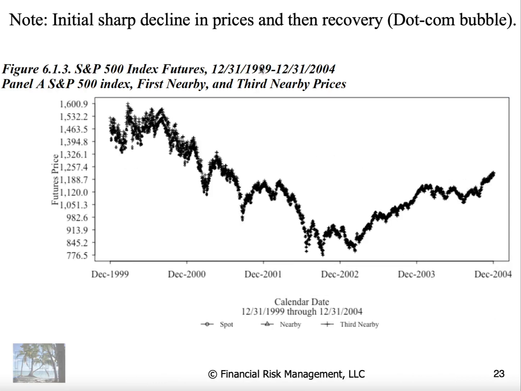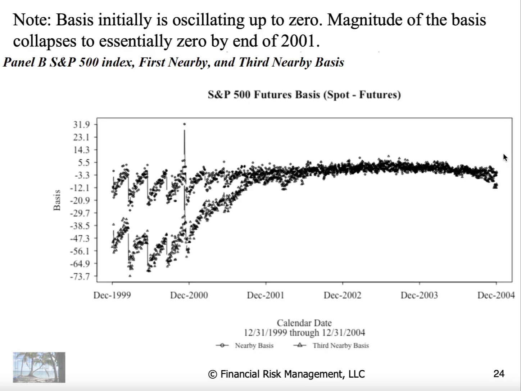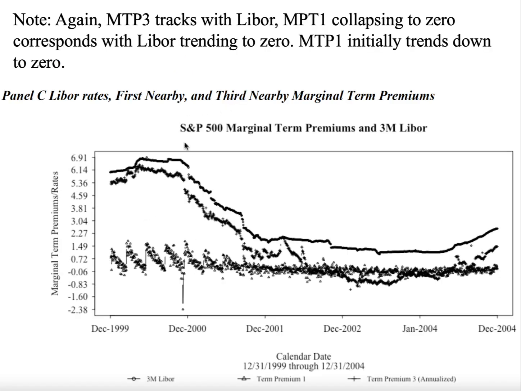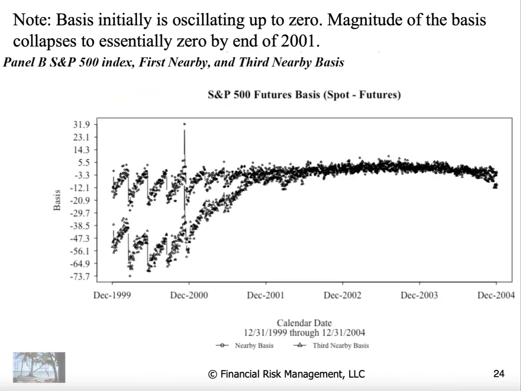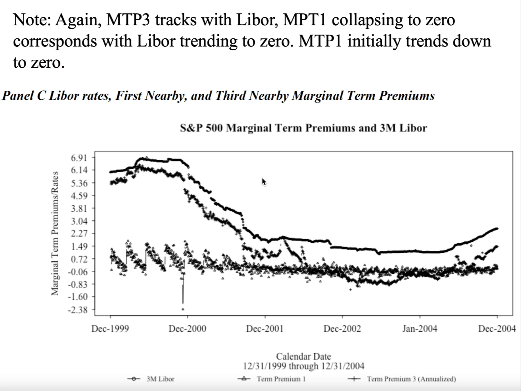If we look at the 1999 through 04, the dot-com bubble, the underlying price goes down. As the price goes down, remember the dividend yield is going to go up, and when the price goes up, the dividend yield is going to go down. And again, we see this pattern related to the dividend yield, but also the sharp decline in interest rates is the primary driver of why the basis is narrowing. And so the third marginal term premium, again, is very tight here. As the prices get lower, the dividend yield increases and we get a larger gap.